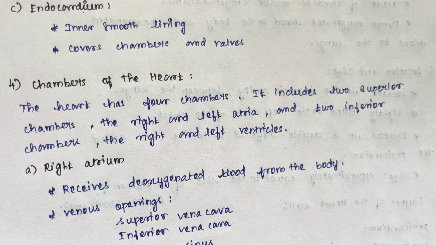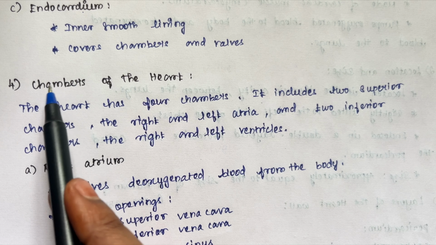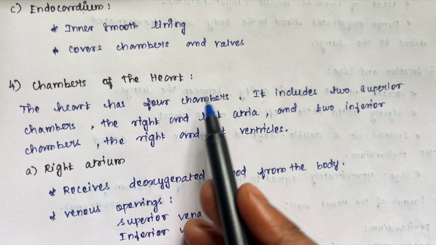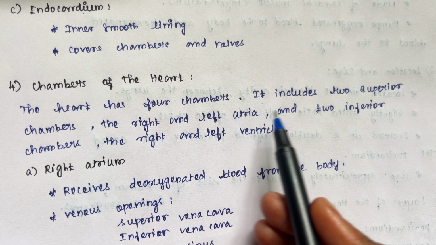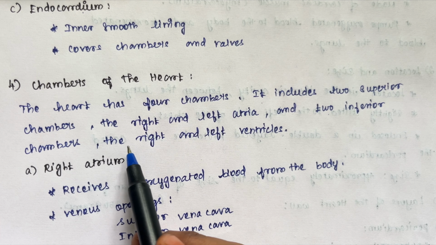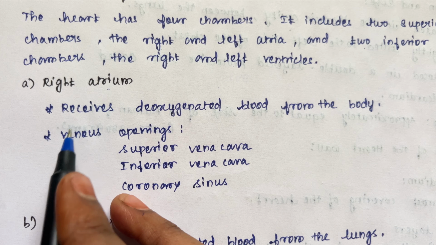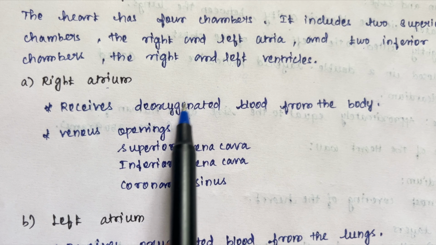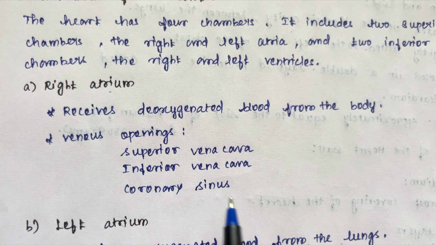Now we are going to see an important topic which is the structure of heart. In that we are going to see first the chambers of the heart. The heart has four chambers. It includes two superior chambers which is the right and left atria and the two inferior chambers which is the right and left ventricle. Right atrium. The role of right atrium is to receive deoxygenated blood from the entire body. So this deoxygenated blood enters through superior vena cava, inferior vena cava and coronary sinus.